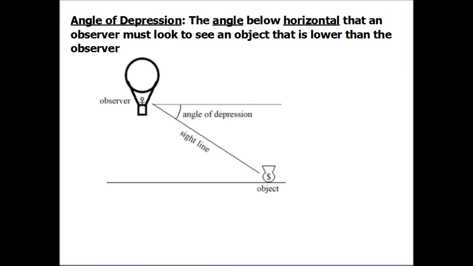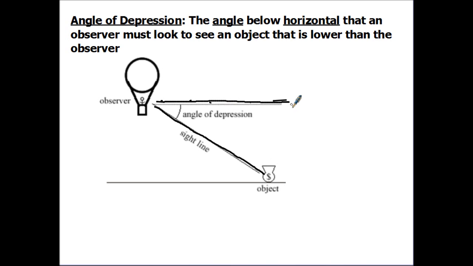Alright, the angle of depression is a little bit different. Your observer is going to be in the sky. So they're going to be in a hot air balloon. They're going to be on a cliff. They're going to be in an airplane. Something like that. It's that horizontal line if the person was looking directly straight out, and the angle that is formed by looking straight down at an object. Depression is a little bit more interesting.